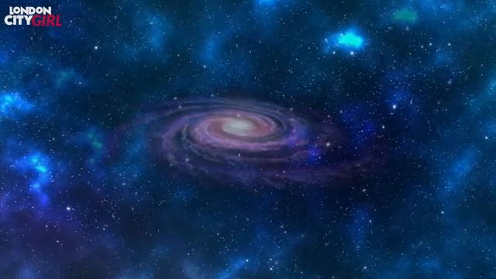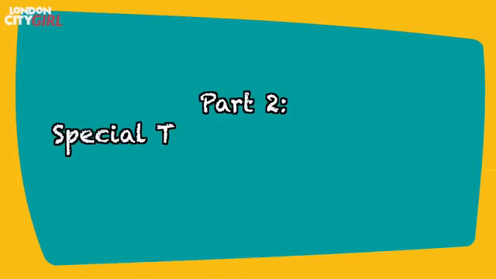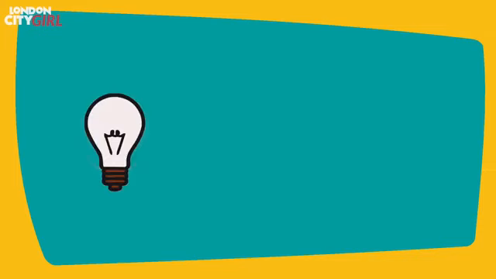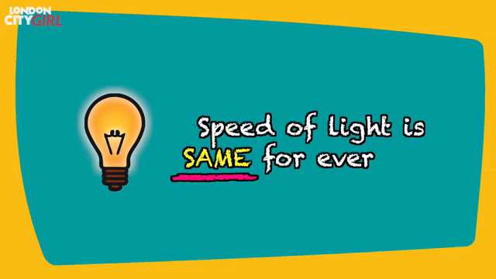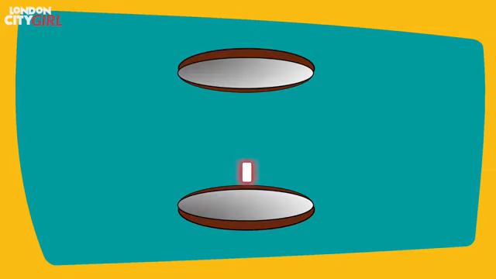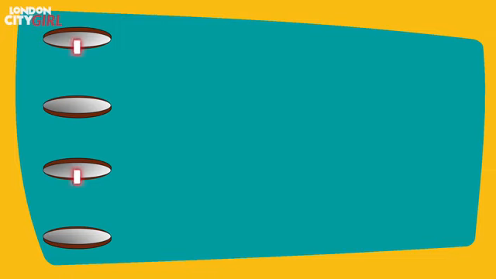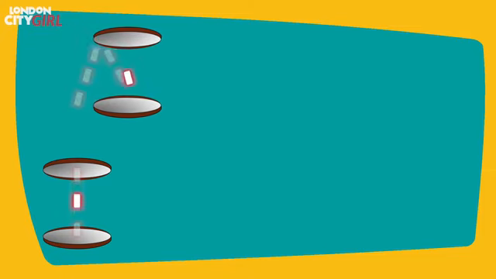This is classical relativity. Part 2. Special theory of relativity. Time dilation. The second thing we need to accept is that the speed of light is the same for all observers. So, let's imagine a beam of light being reflected between two mirrors. Let's replicate this setup so we have another beam of light being reflected between another set of mirrors, but this time the mirrors are moving close to the speed of light.